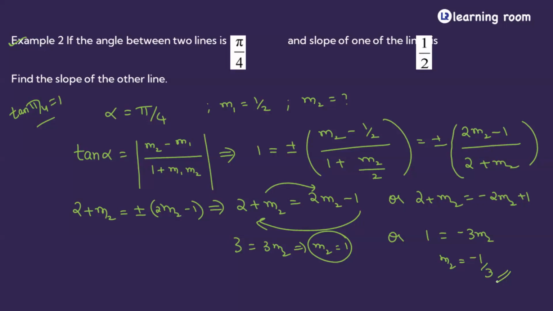So what are the 2 values of M2? It is either 1 or minus 1 by 3. So the answer will be 1 or minus 1 by 3. Right? So what is the most important point to be kept in your mind here? When you remove modulus, you should put plus or minus. Okay.